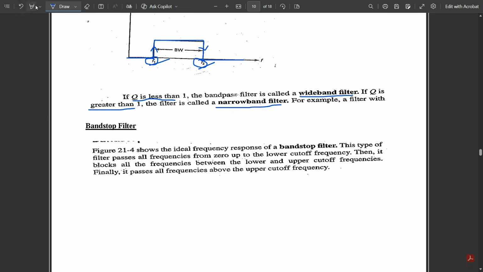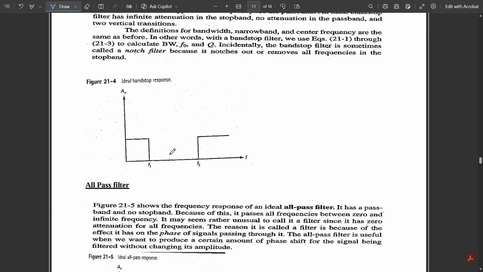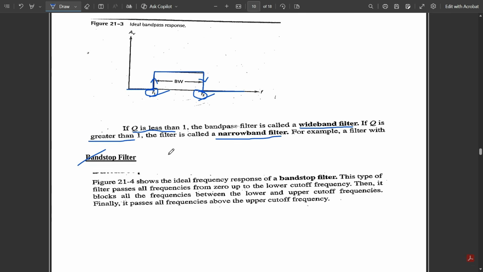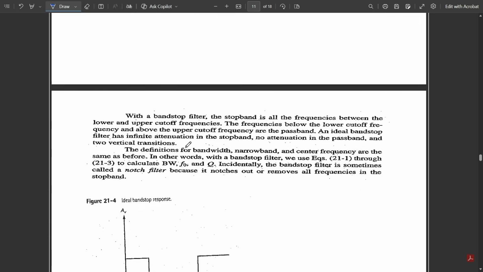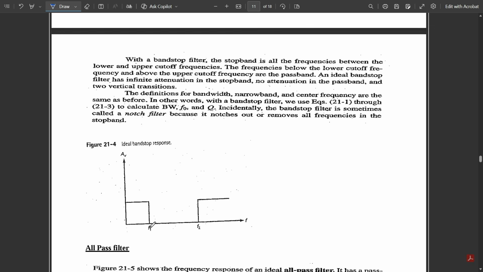Now we are having one more kind of filter, that is called the band stop filter. What do you mean by band stop filter? It is just opposite to the band pass. You see here, initially from 0 to the lower cutoff frequency, all the signals are passed. But when it reaches the lower cutoff frequency, up to the next higher cutoff frequency, all the frequency signals are blocked here. After that it is again passed. So this is the basic idea of a band stop filter.